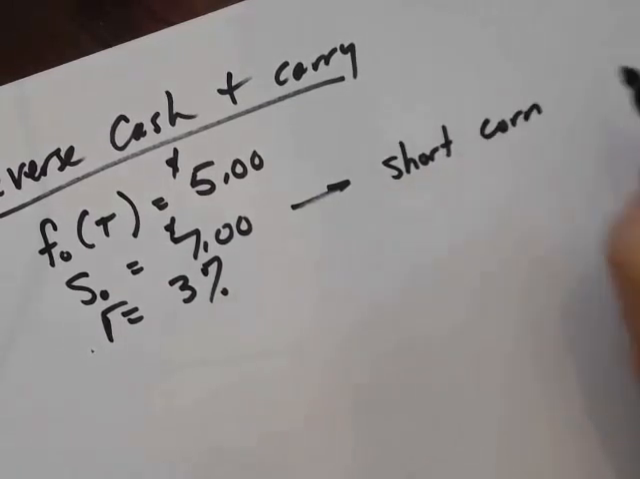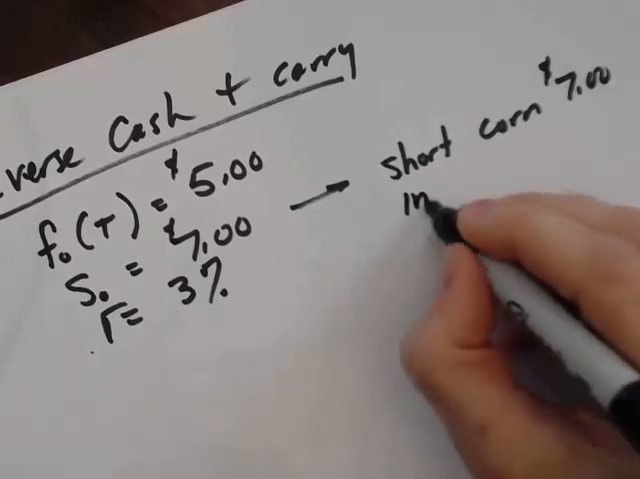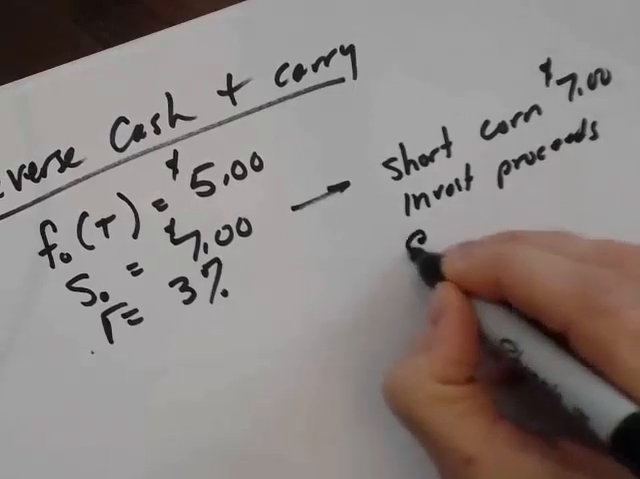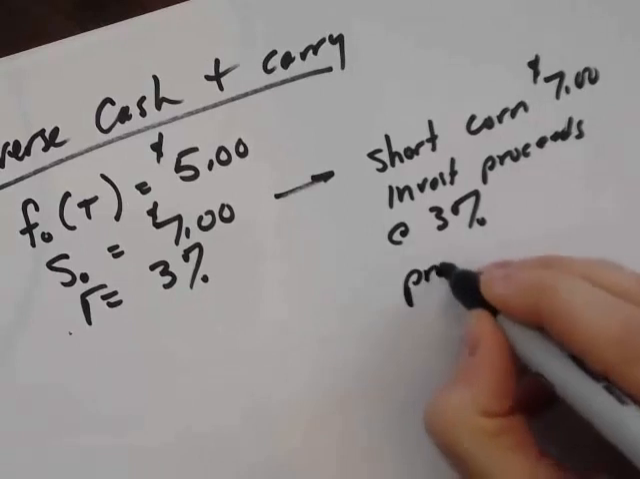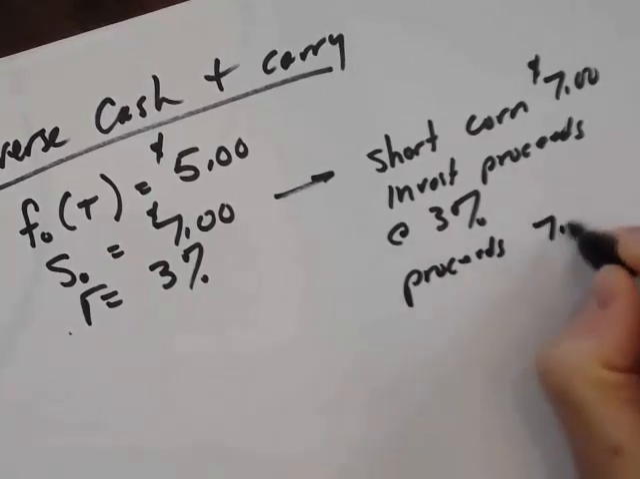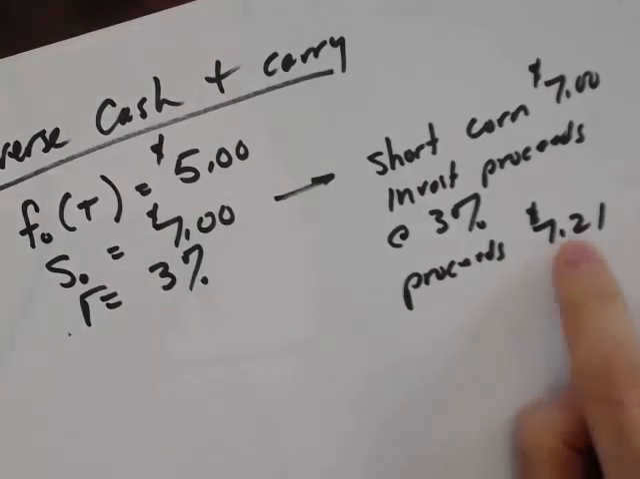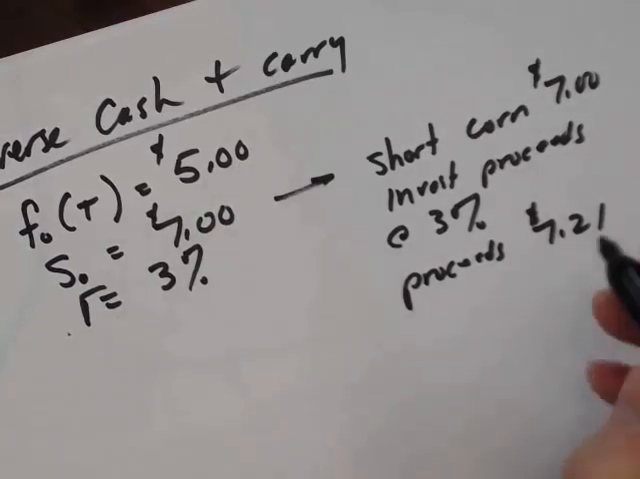corn in the spot? So we sell corn in the spot for $7. We invest the proceeds at 3% for 1 year, and our proceeds end up being $7.21. That includes interest income of 21 cents from the corn. So our total proceeds are $7.21 overall. But the cost when this contract expires is going to be $5.